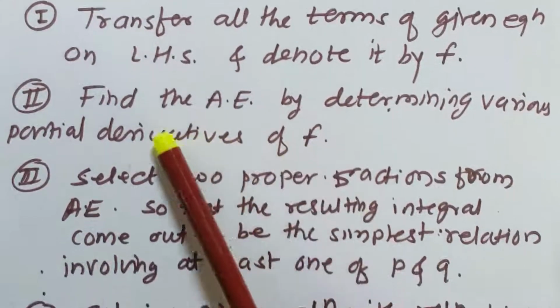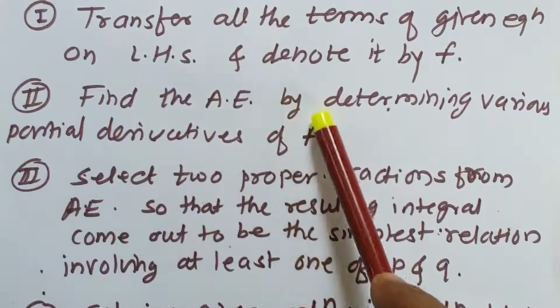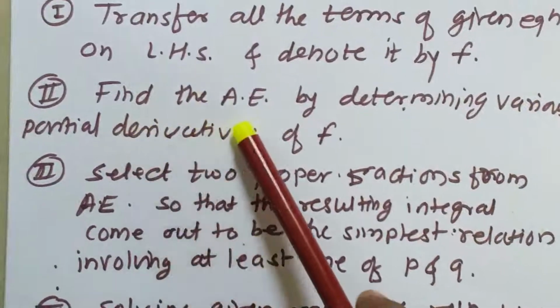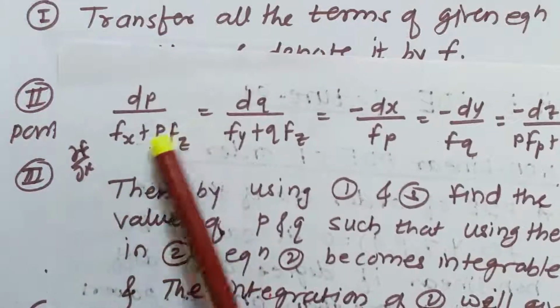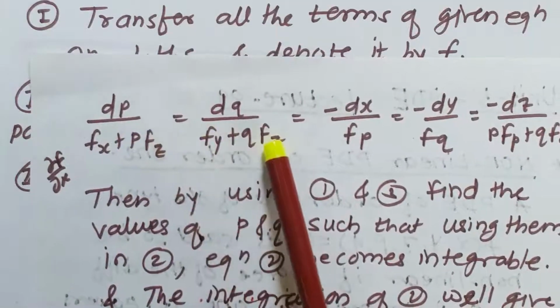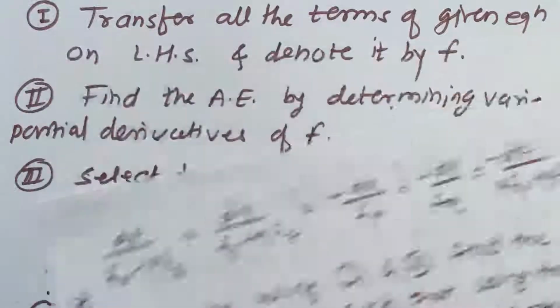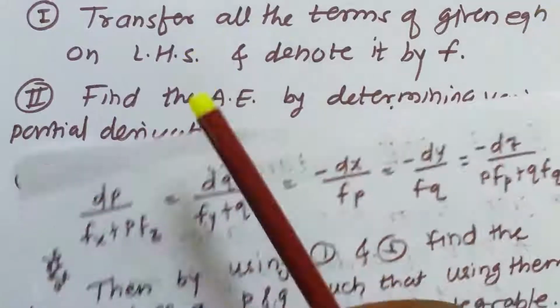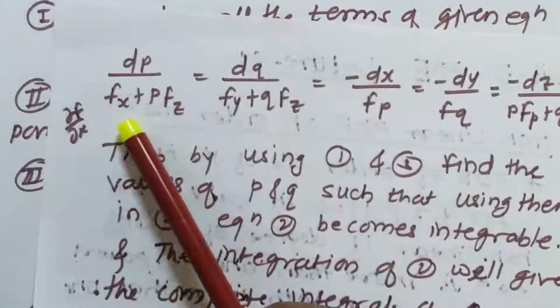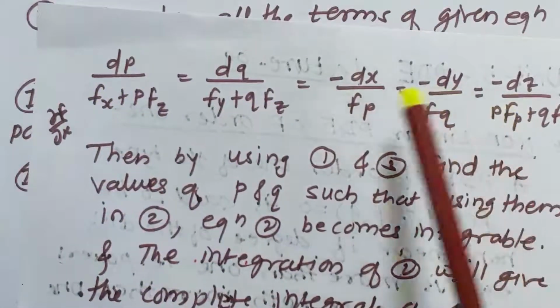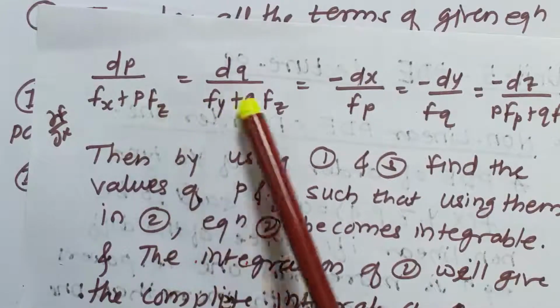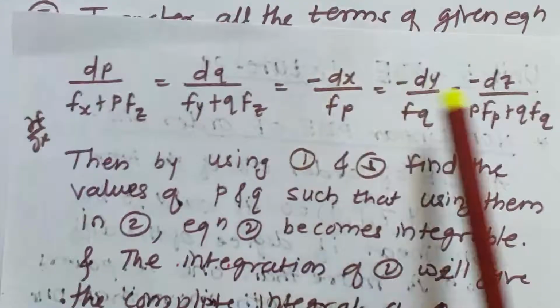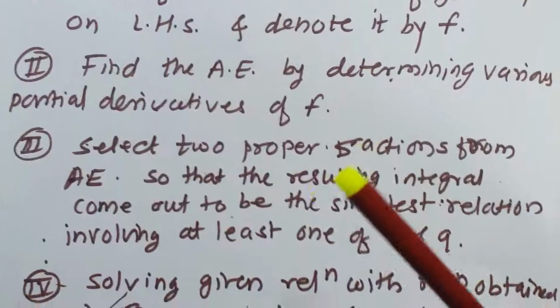Now after that, find the auxiliary equations by determining the various partial derivatives of f. You can check here, we are differentiating f only, right? f will be the given relation, with all the terms of f on the left hand side, equated to 0. After that, these partial derivatives you need to calculate: f with respect to p, q, x, y and z. Total 5 derivatives you need to calculate. Substitute them in this equation, and after that you'll get the auxiliary equation.